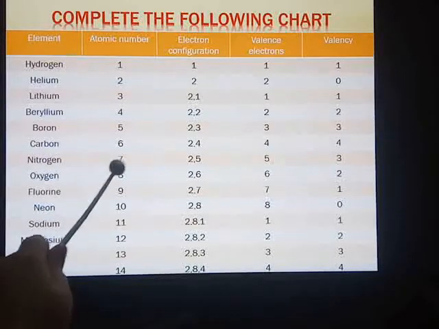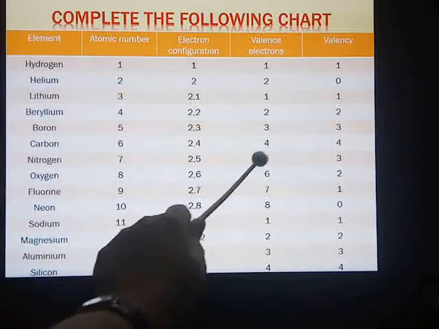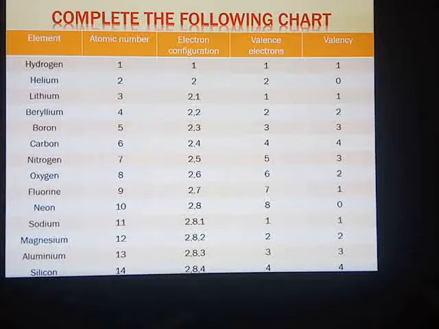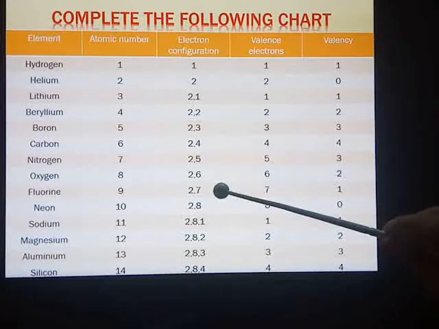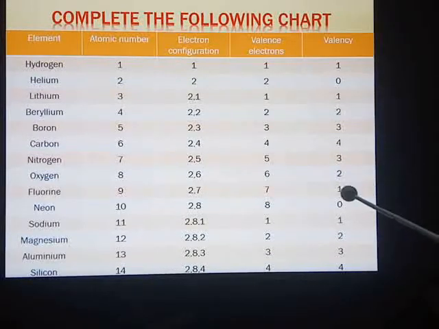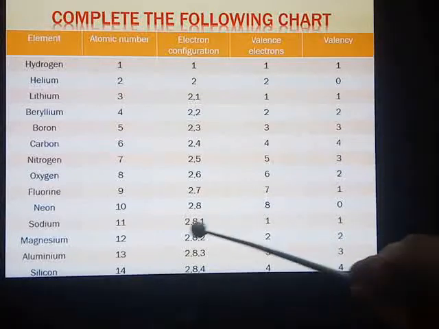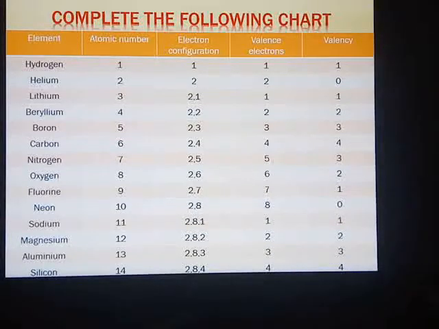Nitrogen atomic number 7, 2, 5, valence electrons are 5. Now instead of giving away 5 electrons, what will nitrogen do? It will take up 3 electrons, so in the second shell it will become satisfied with 8 electrons. So 3 electrons will be taken up, so valency is 3. A similar concept is applied for oxygen and fluorine. 6 valence electrons, 7 valence electrons, so 2 will be taken up, 1 will be taken up, so valency is 2 and 1 for oxygen and fluorine respectively. Neon is already satisfied with 2 and 8, so valency is 0.